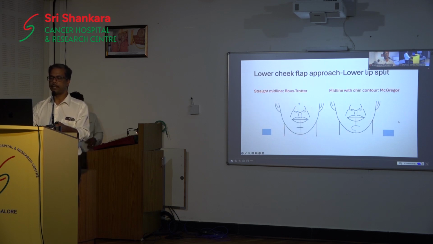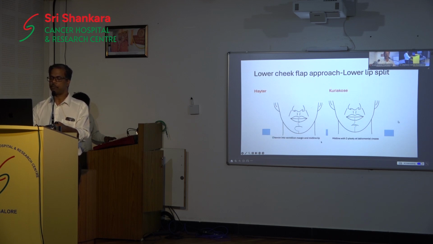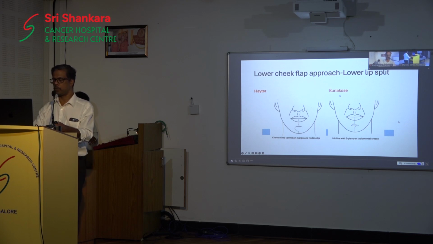The lower lip split can be a straight midline as described by Roux and Trotter, or it can be midline with a chin contour, that's called the McGregor's incision, or Hayter modification when we take a V or a chevron into the vermilion margins and in the midline lip. But we usually do this modification as described by Dr. Monique Priakos. This is a midline with an isoplasty at the labiomental crease. This is what we usually do.